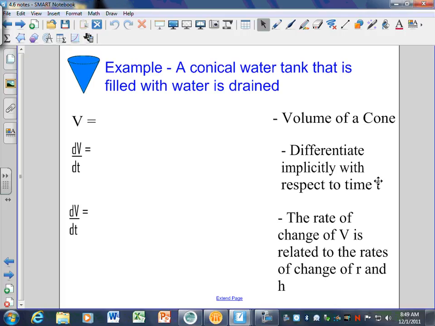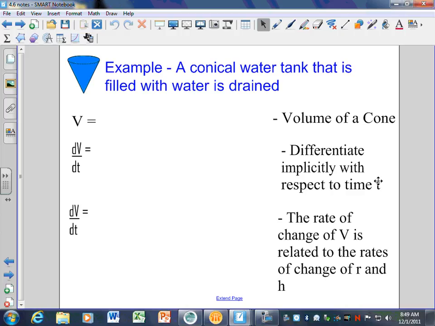If you had a conical water tank that's filled with water and it's drained, and you want to find how much water is left after a certain time, well, they would give you some information. They would say the water is being drained at, I don't know, 2 cubic inches per minute, and if the original height was this, how much is left in the tank after this long? Doesn't that sound like an exciting problem?